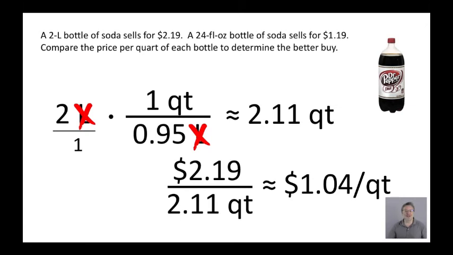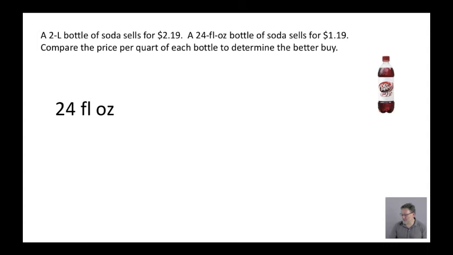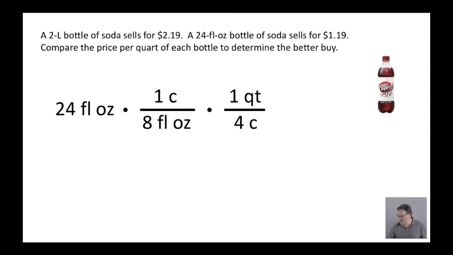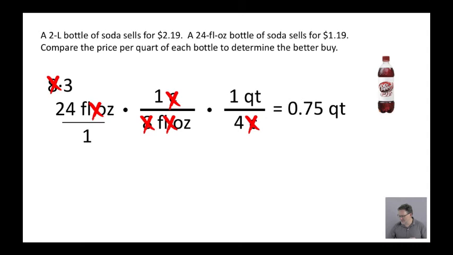Let's take a look at the smaller 24 fluid ounce bottle. Once again, we want to convert it to a common shared unit. In this case, we've chosen quarts. So we're going to multiply this by our appropriate conversion fraction. We're actually going to have to do 2 different conversion fractions to go first to cups and then from cups to quarts. And the result that we're going to be getting, cups cancel, fluid ounces cancel, there's an 8 that cancels top and bottom, and the result is 3/4 of a quart, or 0.75.